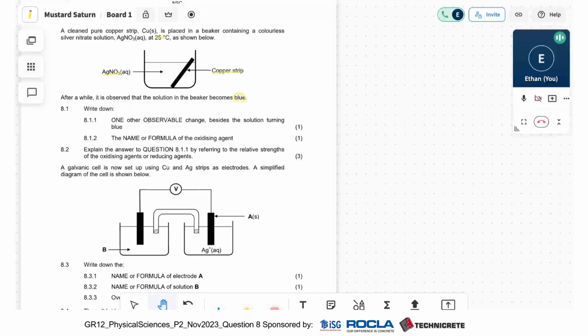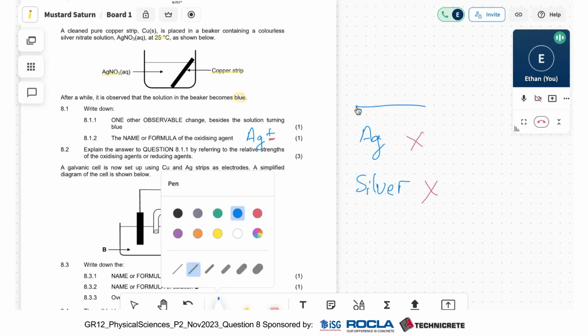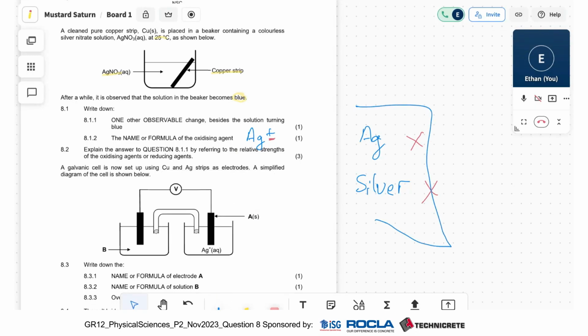So for 8.1.2, we simply know that this is Ag plus. It's important that you say Ag plus or silver ion, and you don't just say Ag or silver. This is wrong because it is the ion that does the work and not the parent atom.